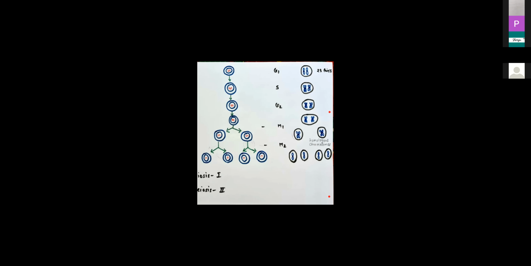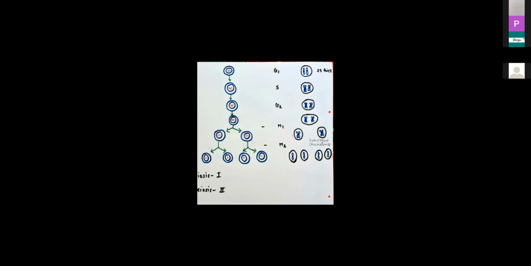I repeat the things which I said after the meiosis 1 and before the meiosis 2 beginning. A short-lived special interface which is without DNA replication. It is called interkinesis that takes place between these two. If meiosis 1 was reductional division, this one is called equational division.